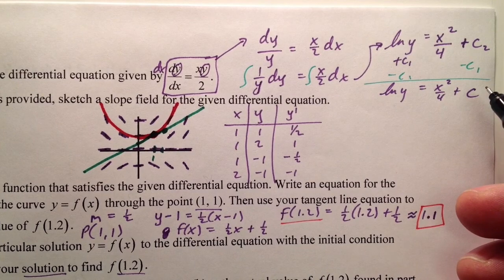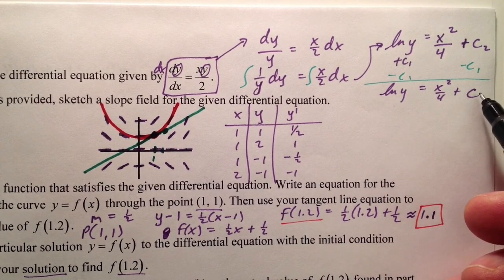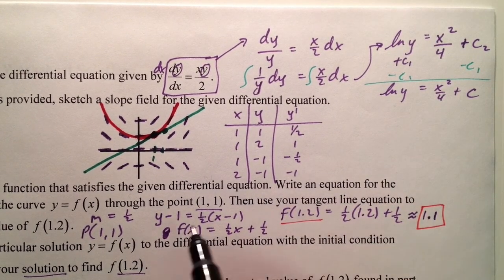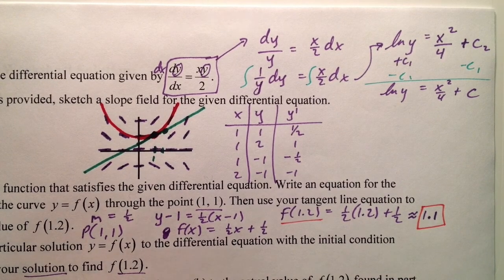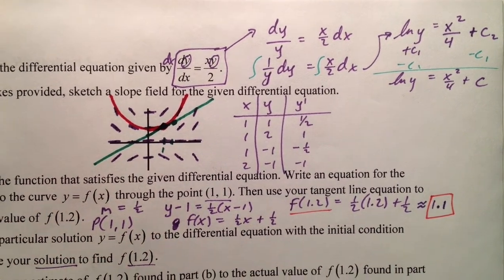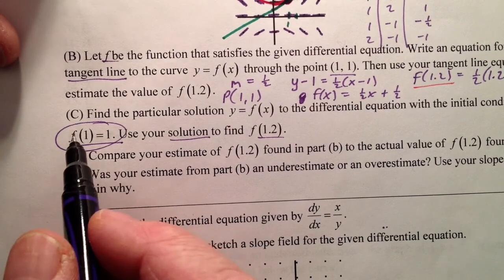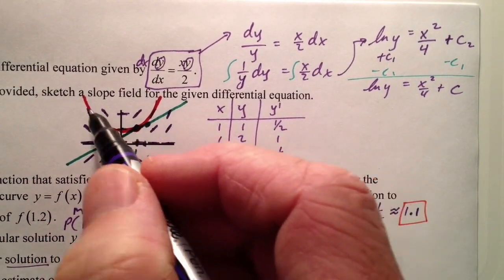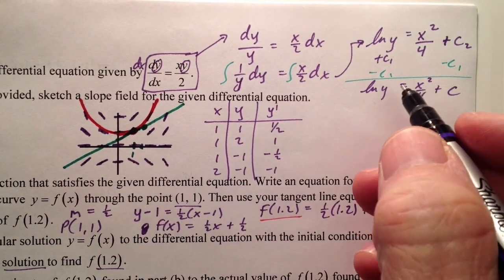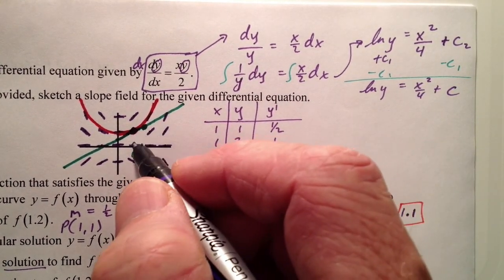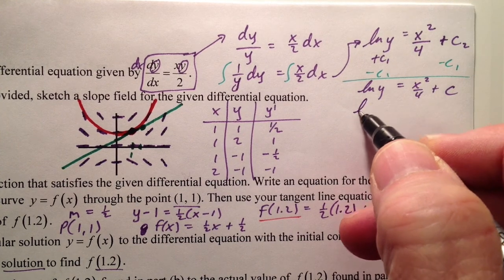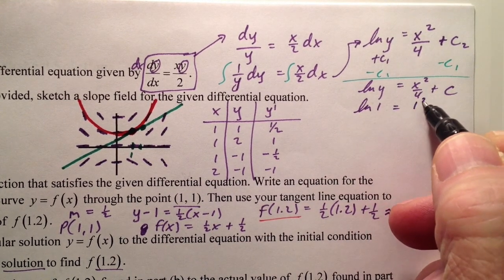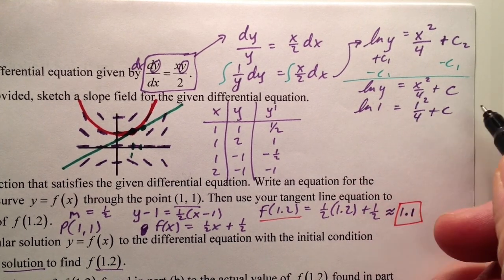And to do that, we can use this equation here because we know that the initial condition is f of 1 is equal to 1. So that's way over here. Remember, f of 1 equals 1. This graph of the particular solution went through the point 1, 1. So that means when x is 1, y is 1. So we're just going to put a 1 in for y and a 1 in for x. And we're going to solve for c.